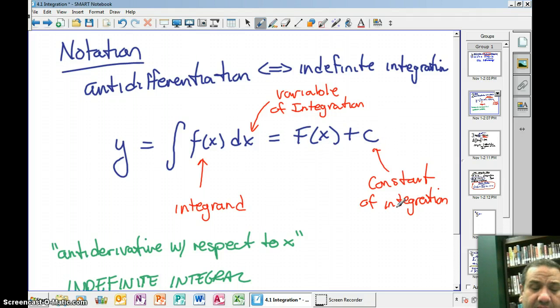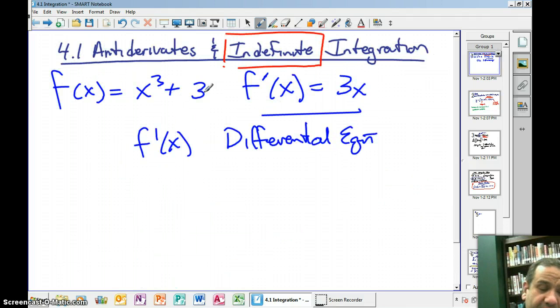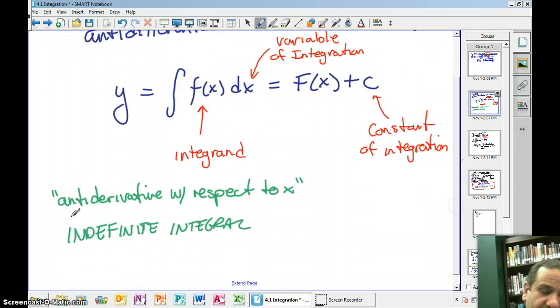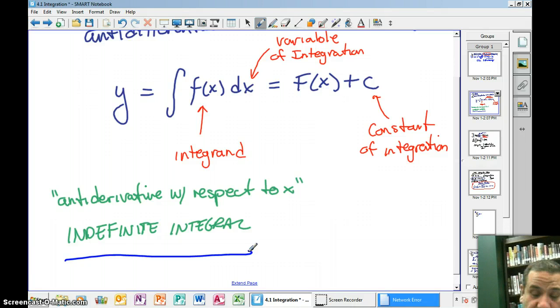This c is the constant of integration, because remember, in the last example, when I take the derivative of the constant, it goes to 0. So to get it back, we don't know what it was. It could have been anything. So we put plus c. This is called the antiderivative with respect to x. This is the indefinite integral. Indefinite means you're not going to get a number answer. You're going to get an expression.